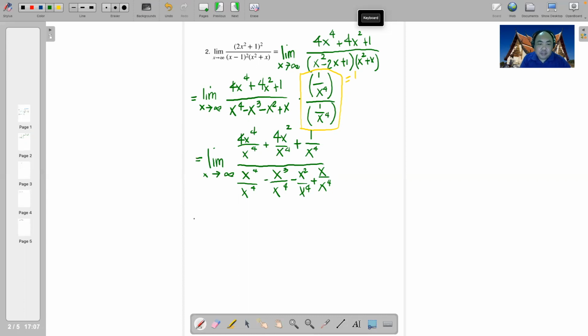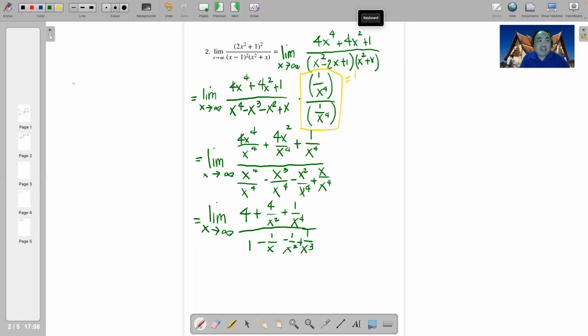Simplifying this will give us the limit of 4 plus 4 over x squared plus 1 over x to the fourth, divided by 1 minus 1 over x minus 1 over x squared plus 1 over x cubed, as x approaches infinity.